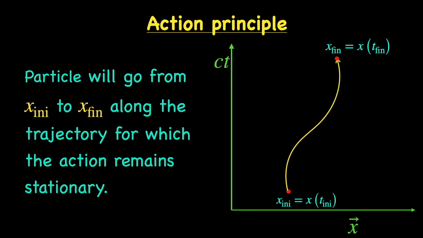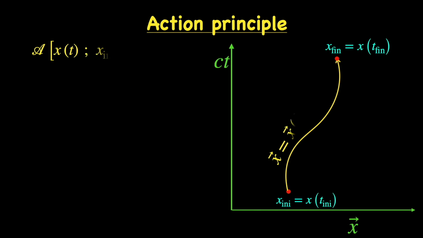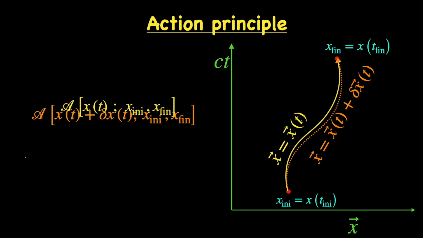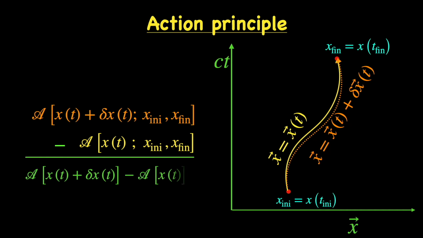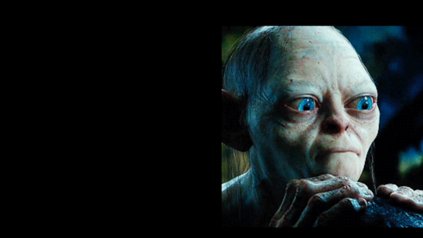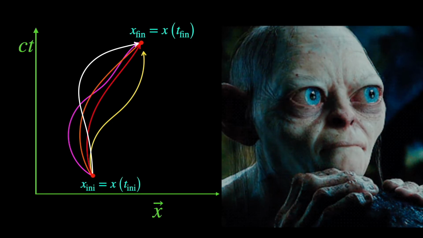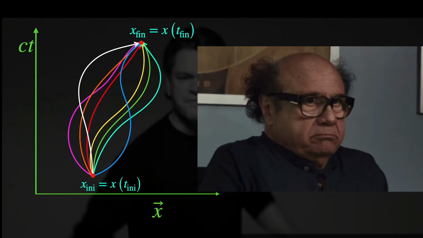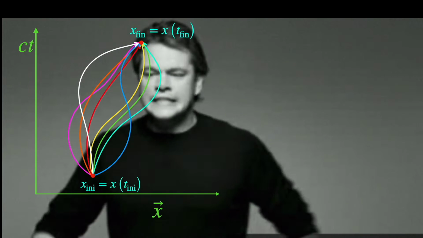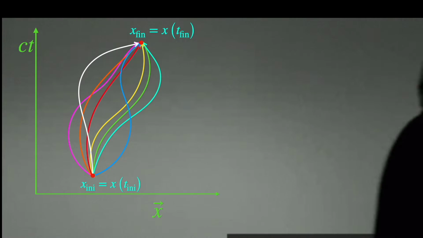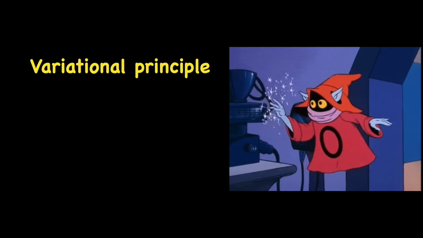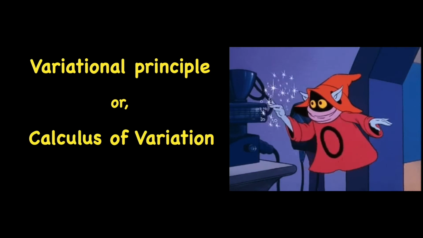The word stationary means if the path is changed slightly, let's say from x of t to x of t plus delta x of t, the resultant change in the value of the action, delta A, is insignificant. So, can we calculate the numerical values of the action for all the different trajectories to identify the stationary one? It will be a futile exercise since there are infinitely many possible trajectories and, well, it's just too much hard work, really. Instead, we apply a trick which goes by the name of variational principle or the calculus of variation.